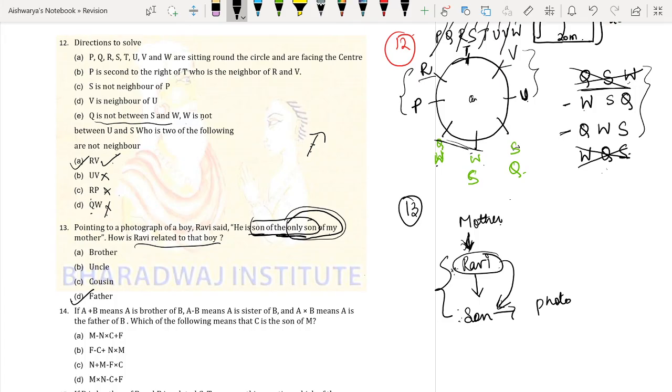Ravi is supposed to be the father. Okay, ma'am.